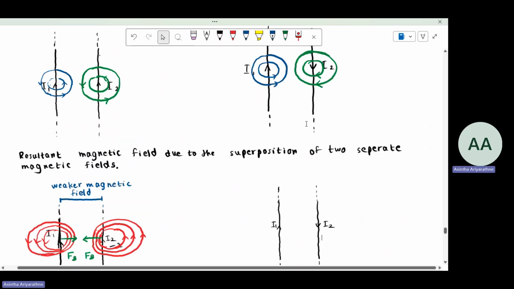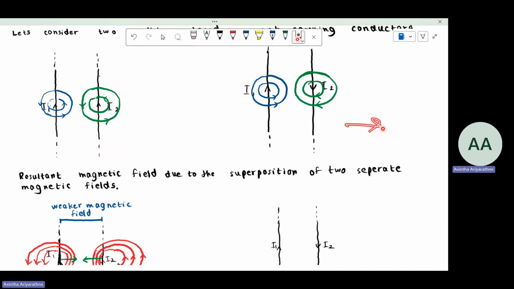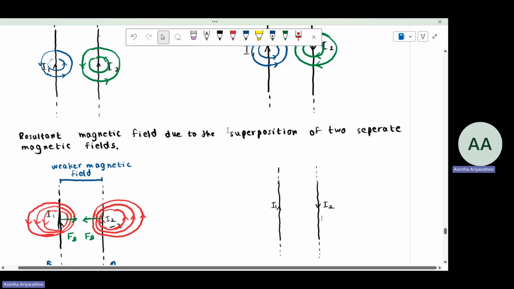In the middle region, if we consider, let's say, on the left-hand side the blue color lines are downward and green color lines are upward, so they get cancelled out. If we consider this region, blue color lines are upward, green color lines are downward, they get cancelled out. So weaker magnetic field on the two sides, and in the middle it will be a very strong magnetic field.